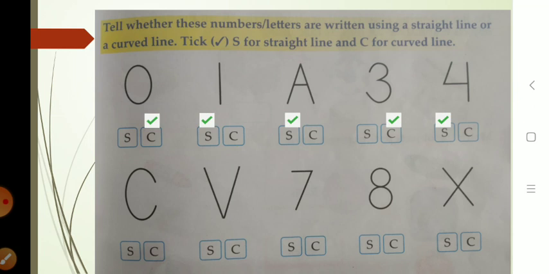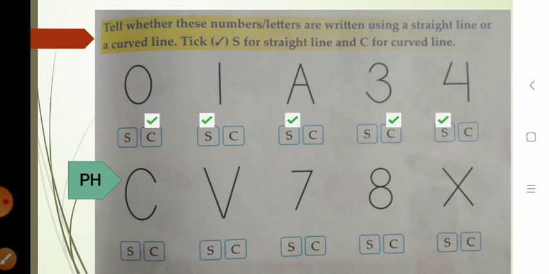Yes. When you have to use curved lines while writing, you have to tick on C, and when you use straight lines to write a letter or number, that time you have to tick on yes. Now these next examples are your homework that you have to solve by yourself.